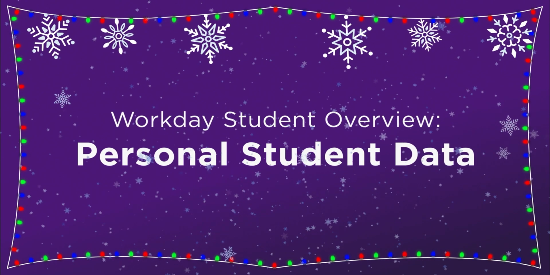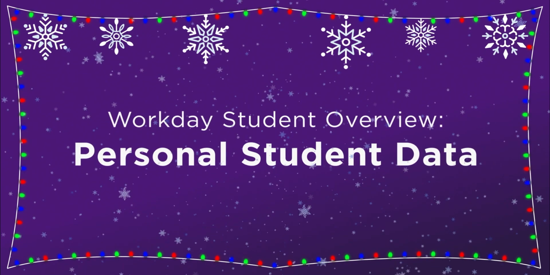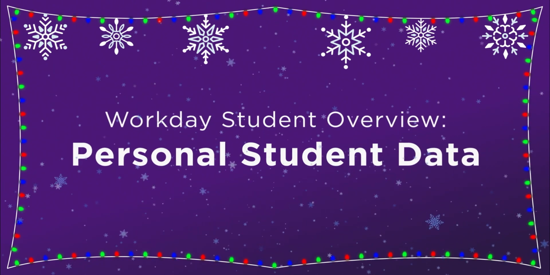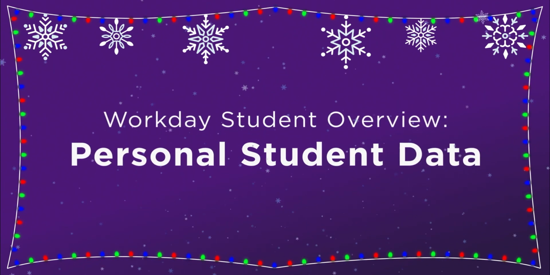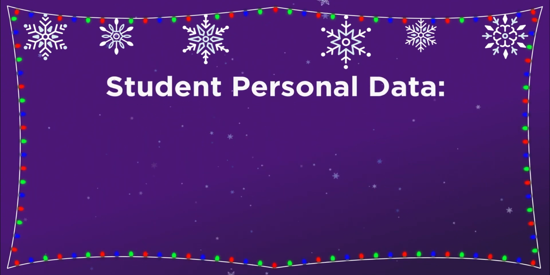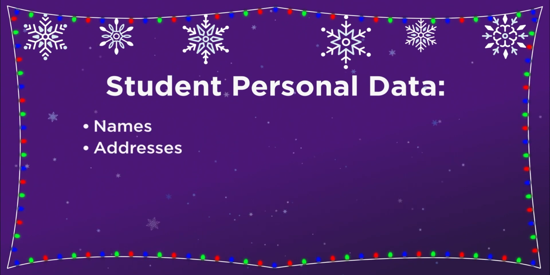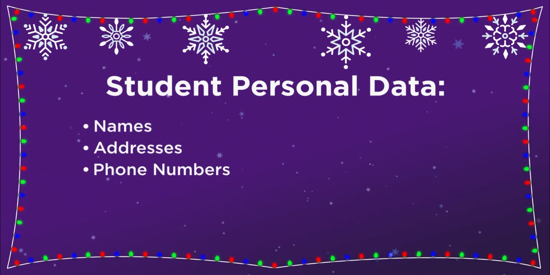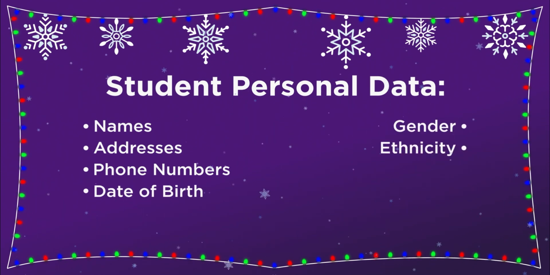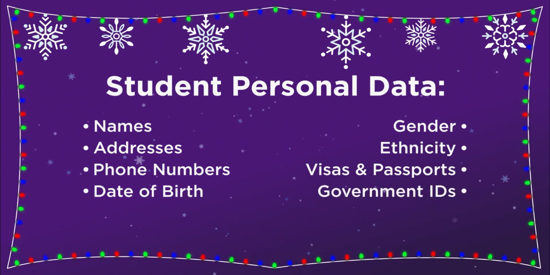Today we are going to look at student personal data and what this looks like from both the student's perspective and an employee perspective. First, let's cover what we mean by student personal data. These are elements and processes true about a person and are relevant to all types of students. This can include names, addresses, phone numbers, date of birth, gender, ethnicity, visas and passports, and government IDs.